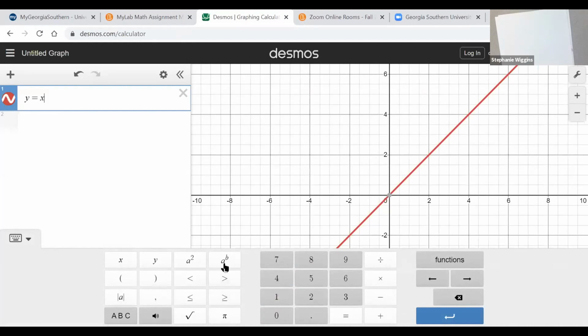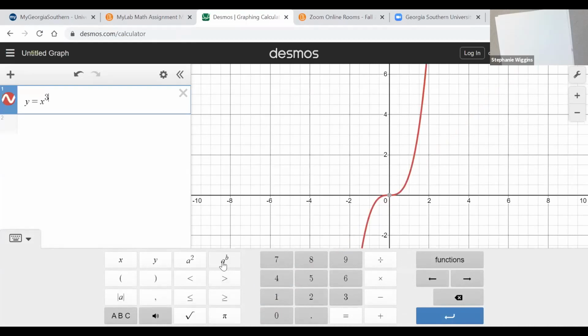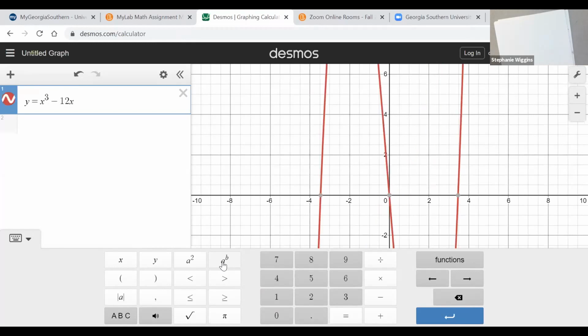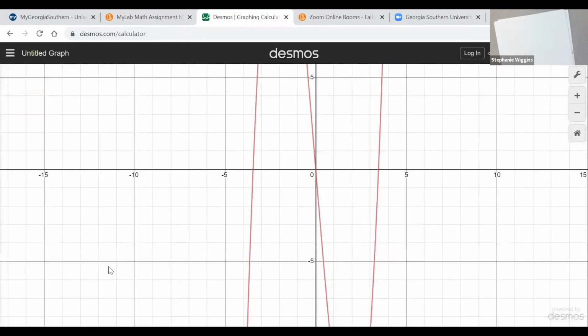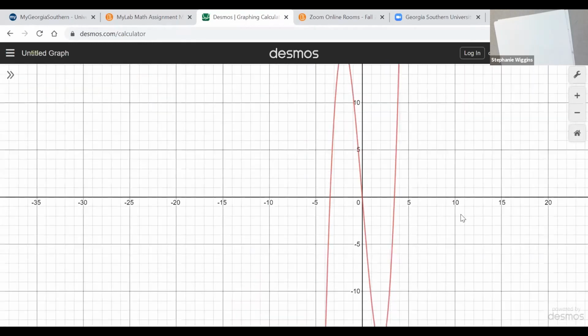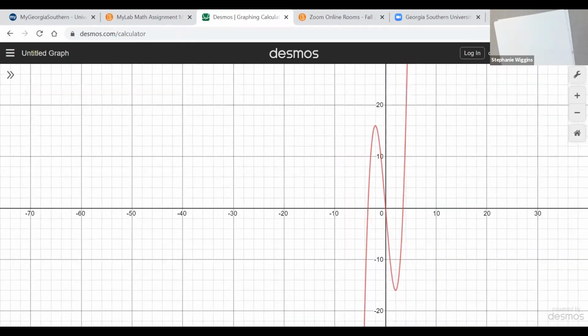To find the cube, you just go here, select this button, and then you type a 3 in. And that gives you your cube. And then we subtract 12x. And there's our function, okay? So notice that it's concave up on the interval, everything to the left of the y-axis.